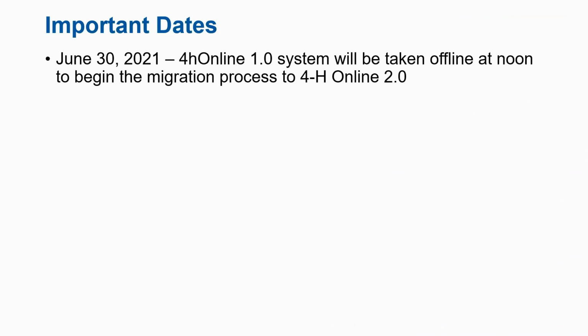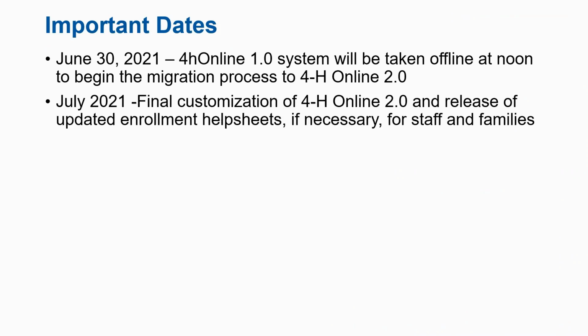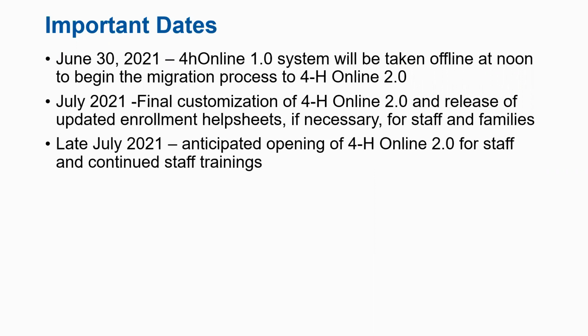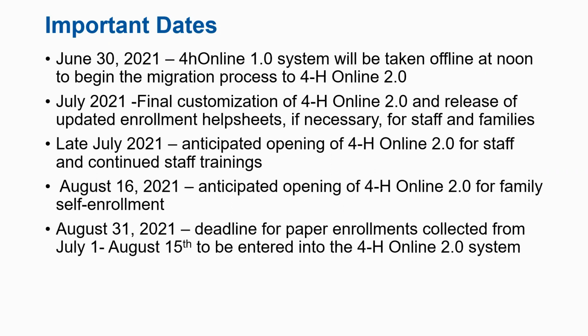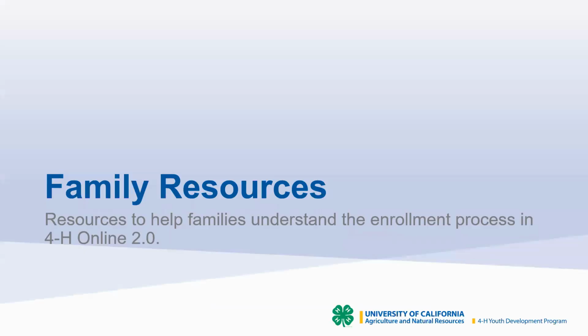Let's go over some important dates. June 30th at noon, 4-H Online 1.0 will be offline to start the migration process. In July, final system changes will be made and corresponding updates will be made in enrollment guidance if necessary. Late July, we anticipate staff to have access to 2.0. In August, we anticipate the opening of 4-H Online 2.0 for family self-enrollment. By the end of August, all paper enrollments from the interim period must be entered into the 4-H Online 2.0 system. Let's look at the resources available to help families understand the enrollment process in 4-H Online 2.0.